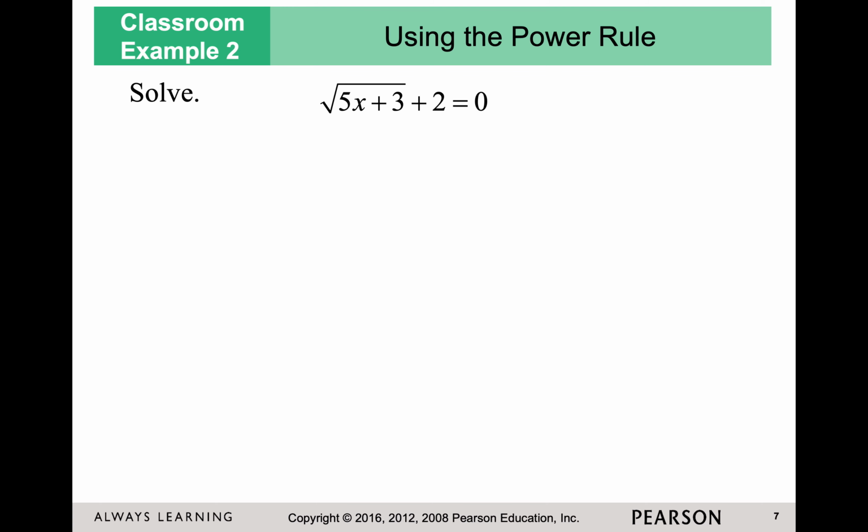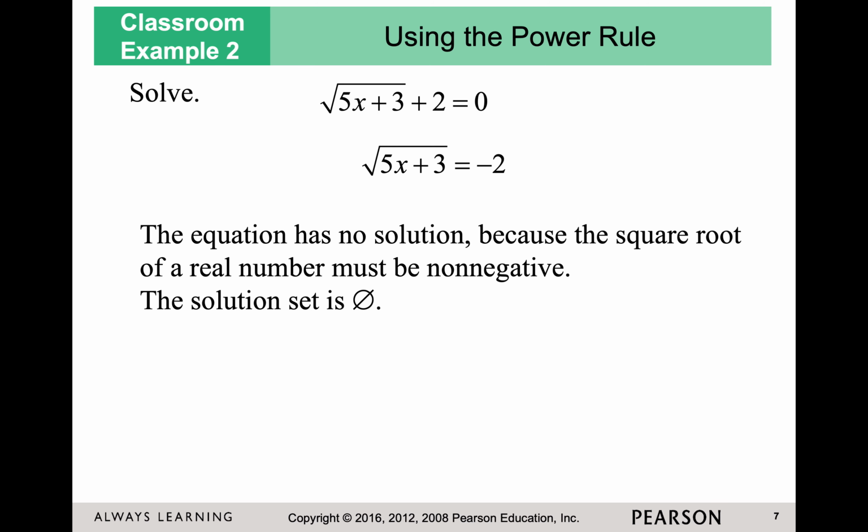So here I have to isolate the radical. The radical is not by itself. I need to subtract 2 from both sides to get the radical by itself. Now it's just a radical, so I can apply the power rule and I can square both sides. But when I start to look at this, I have a negative 2.